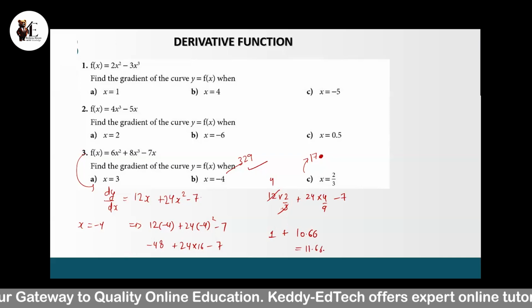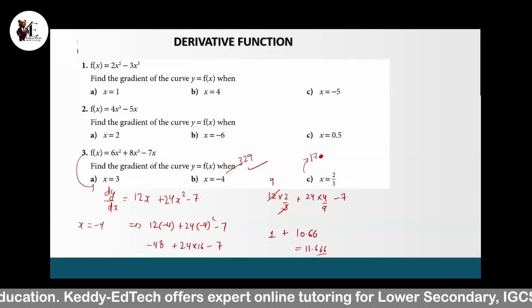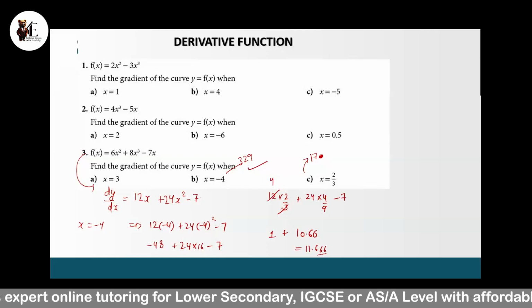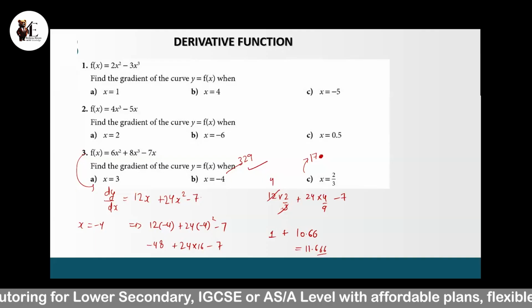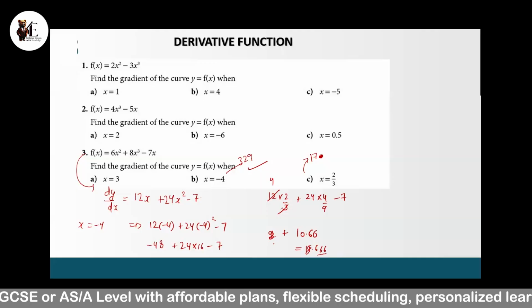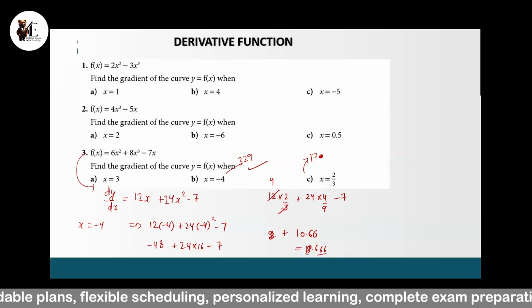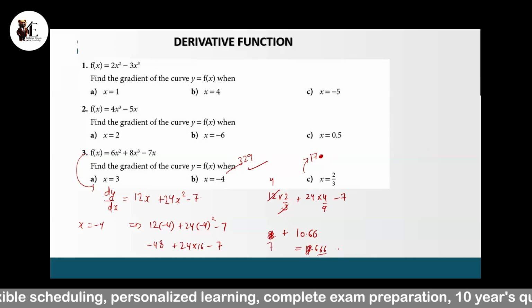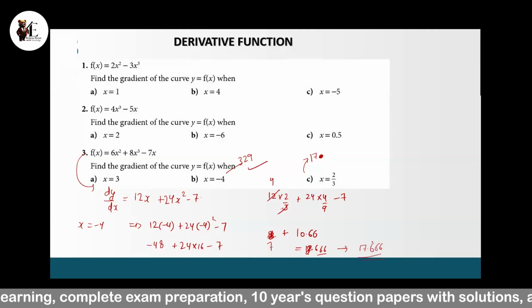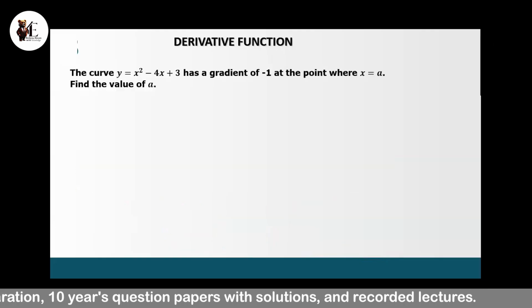I'm getting 11.66 for this one, for the first C part. When you cancel, it's supposed to be 4 times 2, and you got 1. So it will be 18.66. Sorry, 17.66. But minus 7. Yeah, 17.66. Okay.